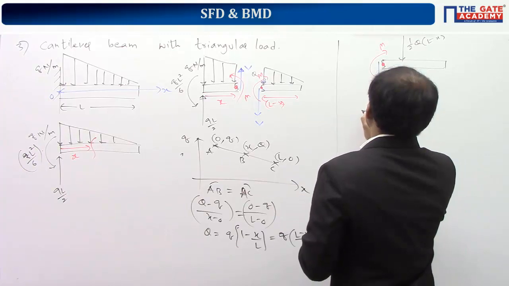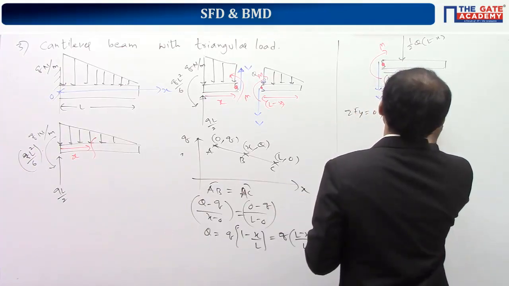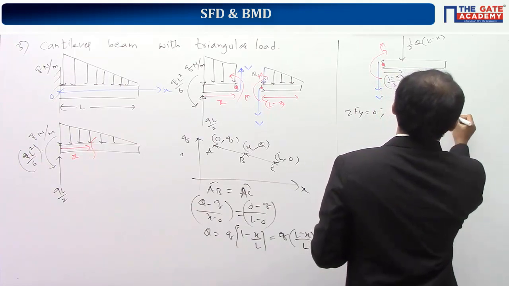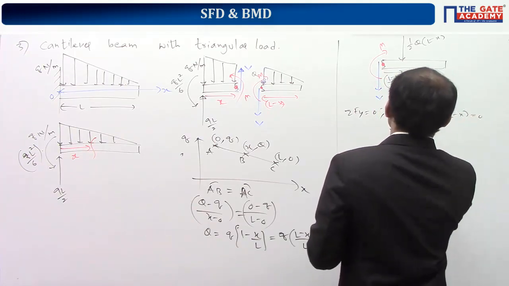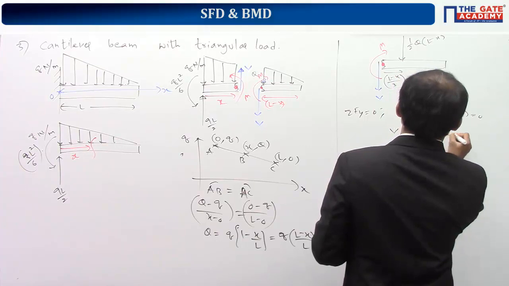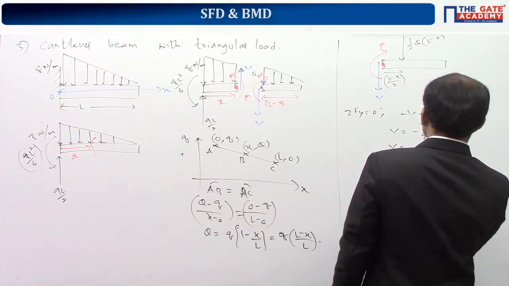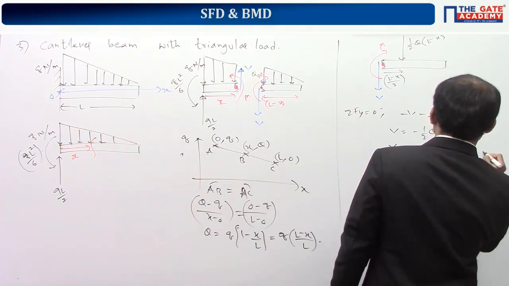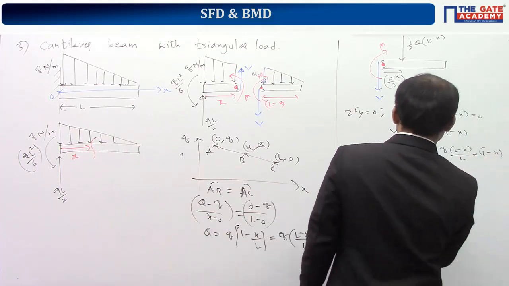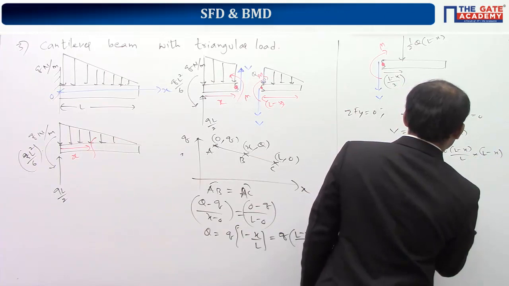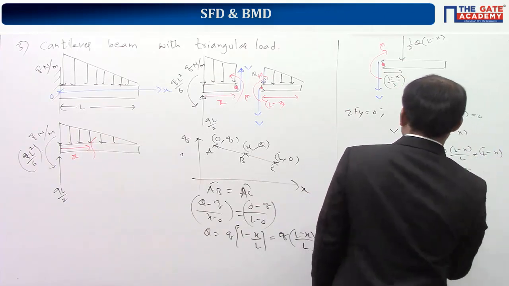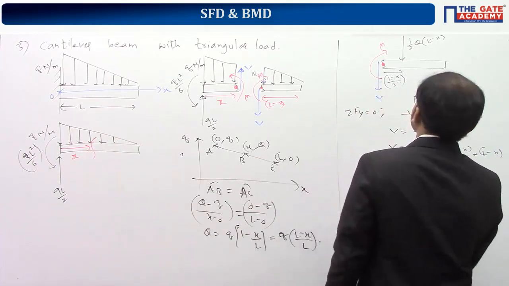So here if you take sigma Fy is equal to 0, this gives you minus V minus half capital Q into L minus x is equal to 0. So V comes out to be minus half capital Q into L minus x. So V comes out to be minus half into capital Q, which is q into L minus x by L, into L minus x. So V is equal to minus q by 2L into L minus x whole square. This is the shear force diagram equation.